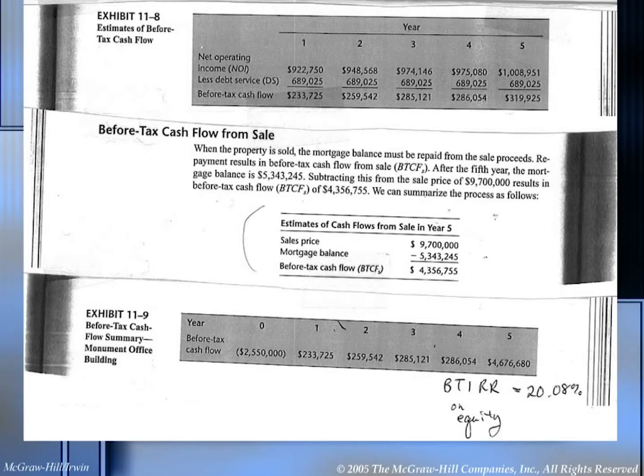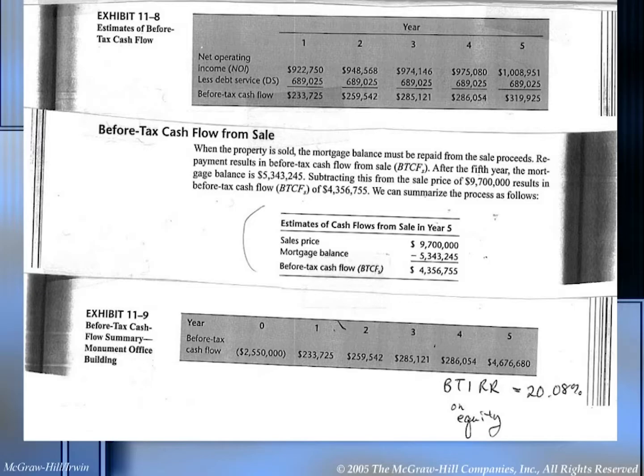Okay, so now we see, well, here's the NOI that we had from previously. Again, same tenants, same operating expenses. We come up with the NOI, but now we have debt. So we have to subtract out the debt service to get your before tax cash flow, which they've done there. And that's in Exhibit 11.8.